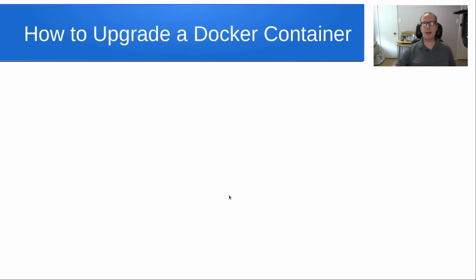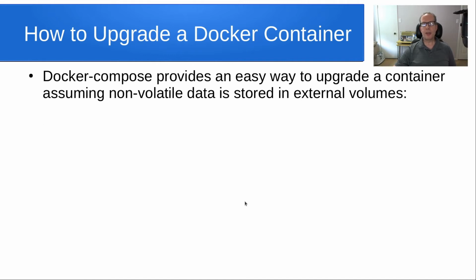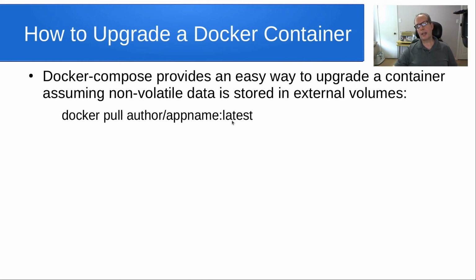So now, how to upgrade a Docker container. Another really great thing about Docker Compose is that it provides a really easy way to upgrade a container, assuming non-volatile data is stored in external volumes. So you can do a Docker pull, and things in Docker Hub typically have an author, then a /, then the app name, and then a colon, and it has a tag. That tag is usually a version number for the app or the word latest, which simply means the latest version of that particular app.